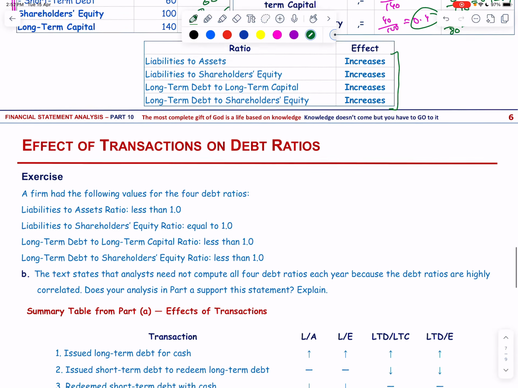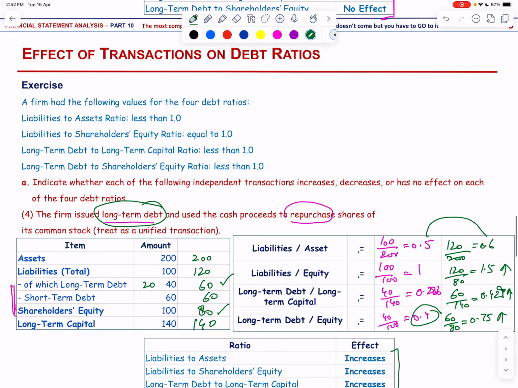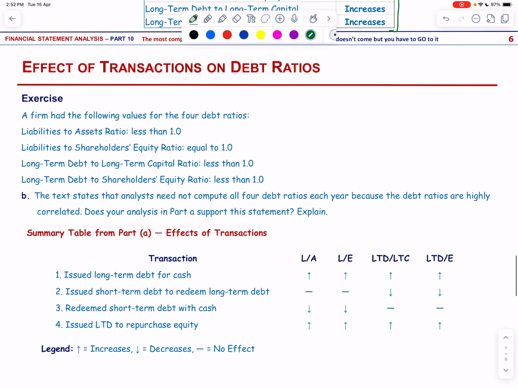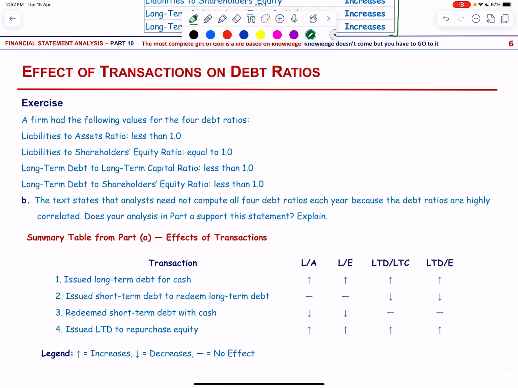Okay. So we have answered all the four parts of part A, and we go to part B now. What they say is the text states that analysts need to compute all four debt ratios each year because the debt ratios are highly correlated. Does your analysis in part A support this statement?